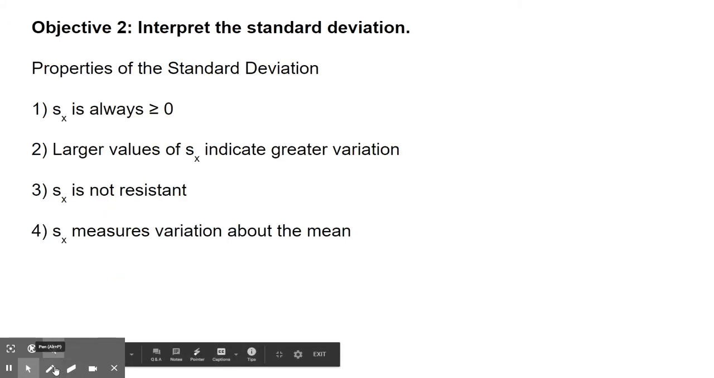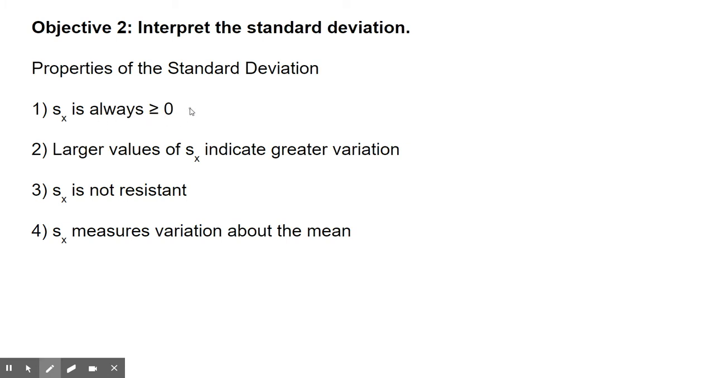Okay, so a couple properties here of standard deviation. First, it's always greater than or equal to 0. It's a distance, right? Again, it's the typical distance from the mean. So even if it's below the mean, so it's less than the mean, don't think of it as a negative value. Think of it as a positive distance. Next, larger values of the sample standard deviation indicate greater variation. And this should make sense, right? If the standard deviation is large, then that means your data varies more or greater.